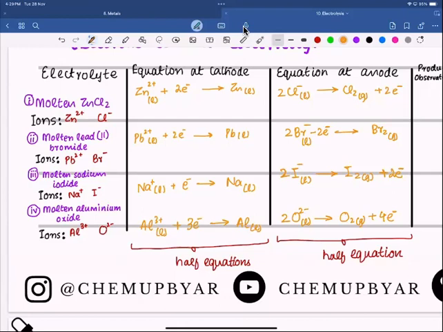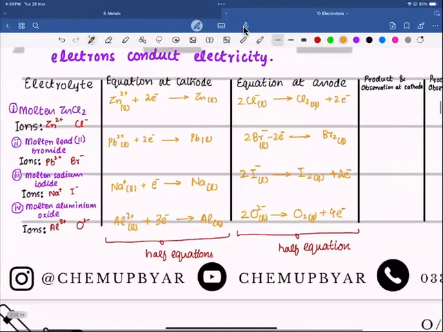Okay. So the examiner asks for these equations for 1 mark and then 1 mark for the observations. There is one common mistake that students make. See what I have written over here: product and observation at cathode. So if I ask you what product is formed at cathode, for the first case, for molten zinc chloride, what product is formed at cathode? Yes, zinc. Very good. Zinc element.